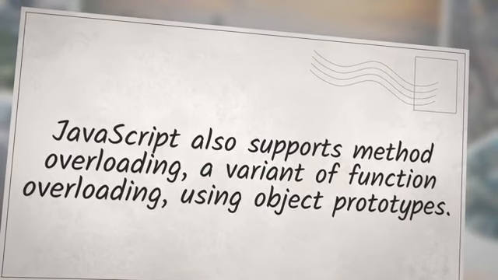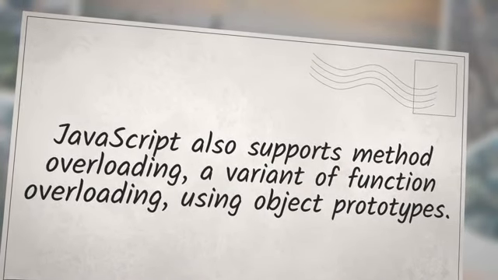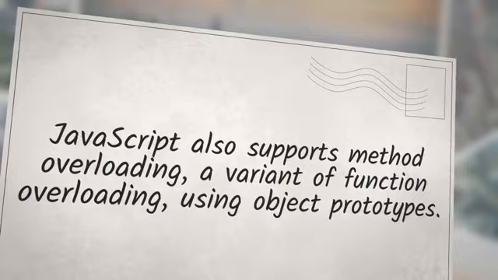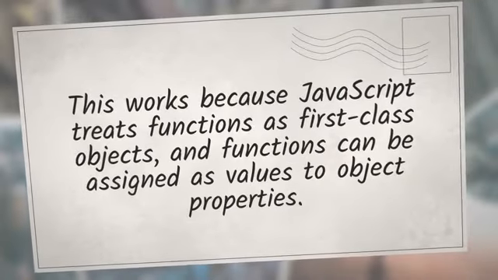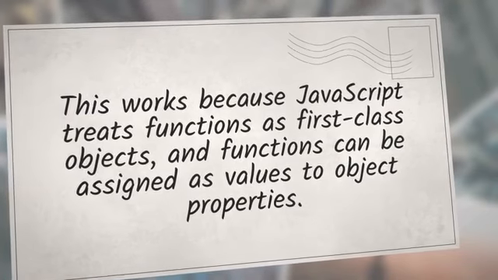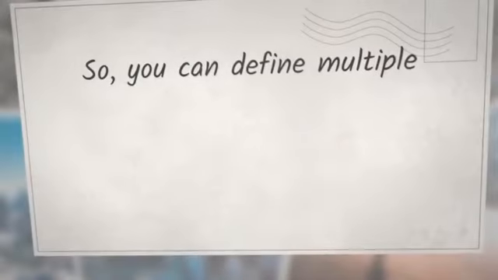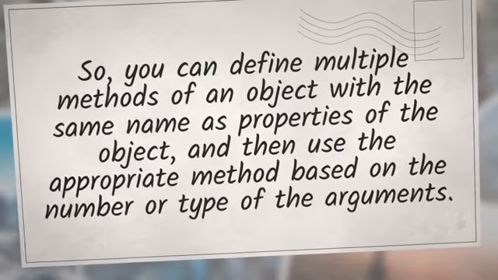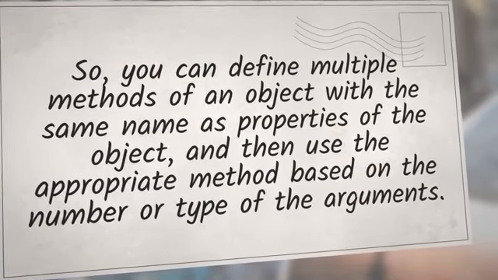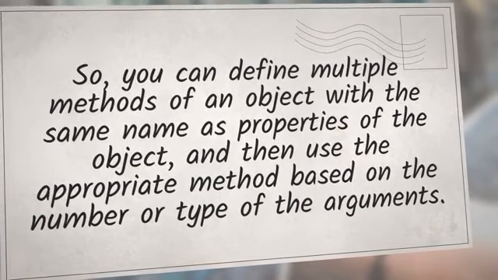JavaScript also supports method overloading, a variant of function overloading, using object prototypes. This works because JavaScript treats functions as first-class objects, and functions can be assigned as values to object properties. So, you can define multiple methods of an object with the same name as properties of the object, and then use the appropriate method based on the number or type of the arguments.